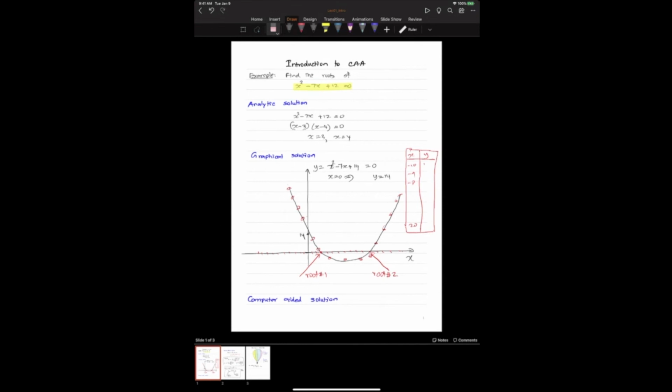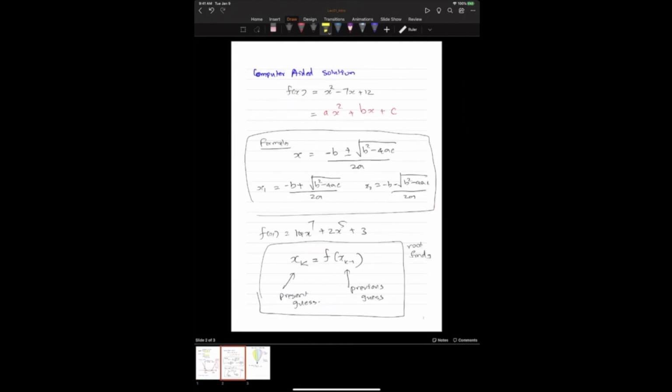No. Okay, good. So this analytical solution, as you can see, is limited. What if we couldn't factorize? If you cannot factorize, you cannot do a graphical solution. You cannot possibly draw a very complex graphical solution. So that's not possible either. So computer analysis, but you will see it is possible for many different applications.